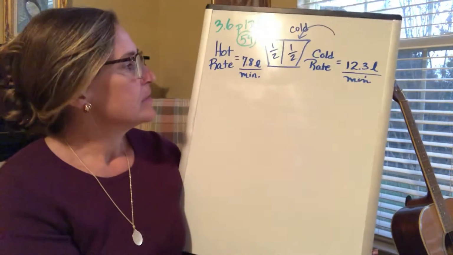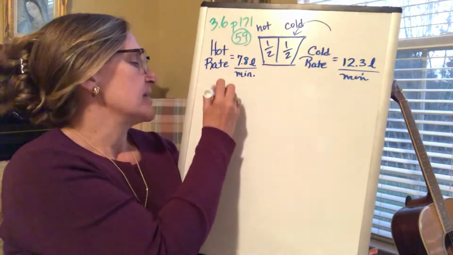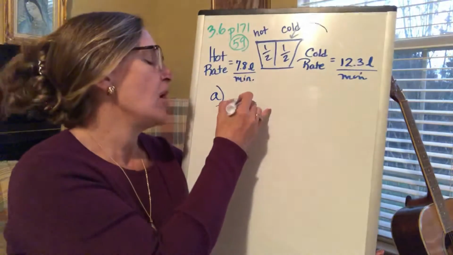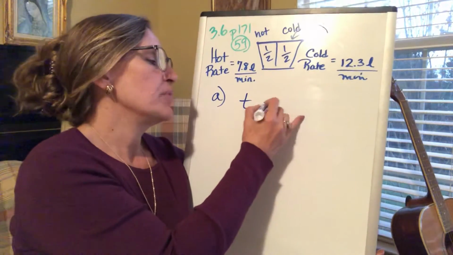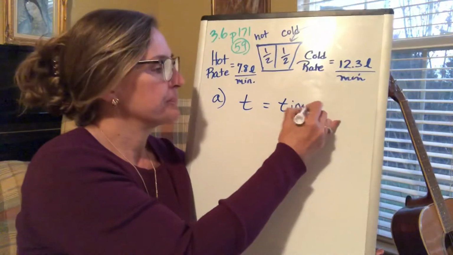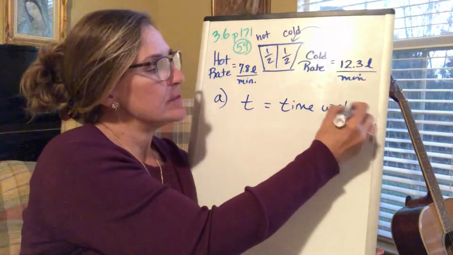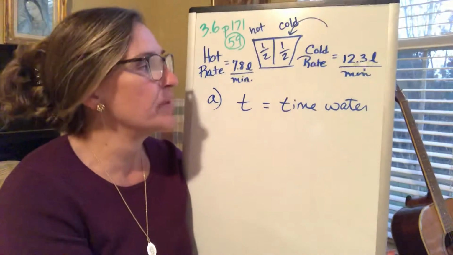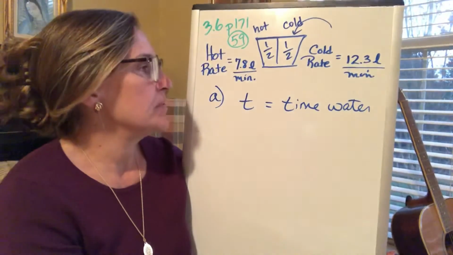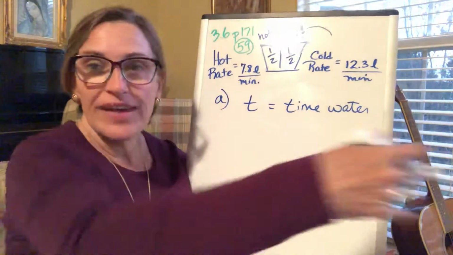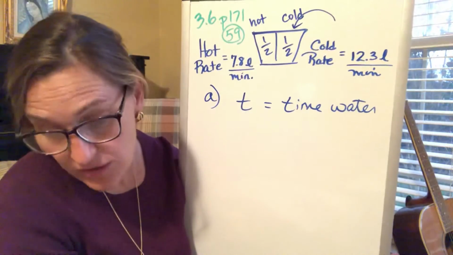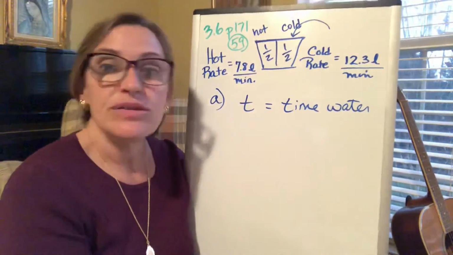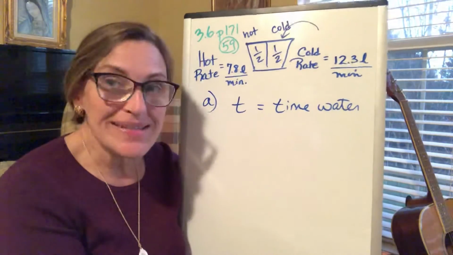Okay, so question A tells us first, let the time for the hot water be called T. So that's the time for the hot water. And since the cold water pours more quickly, at a faster rate than the hot water, we need to start that a little bit later. So in fact, they tell us that you give the hot water a head start, and you start the cold water 2 minutes later, okay?